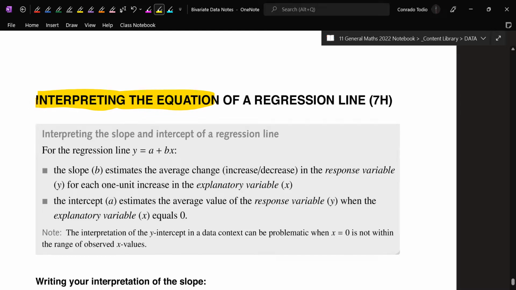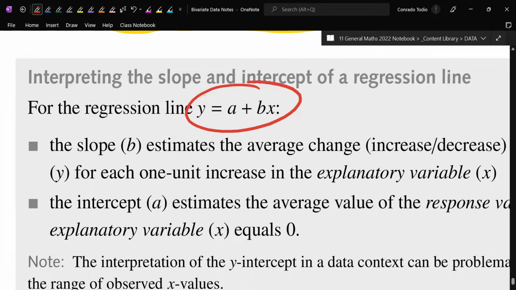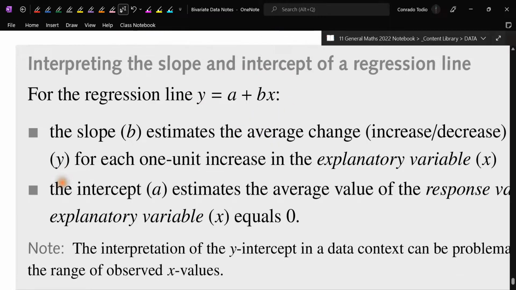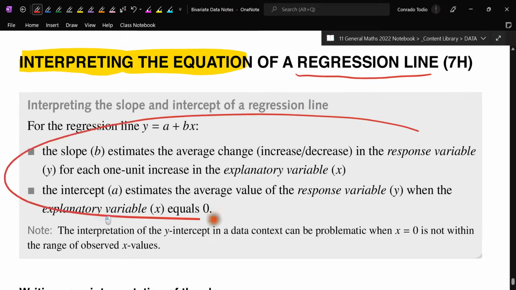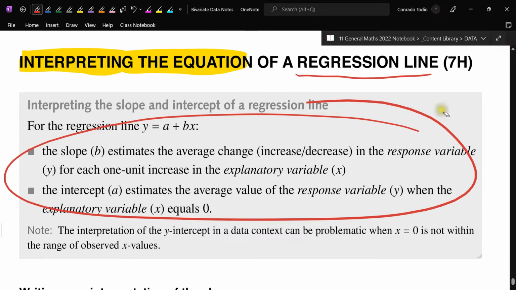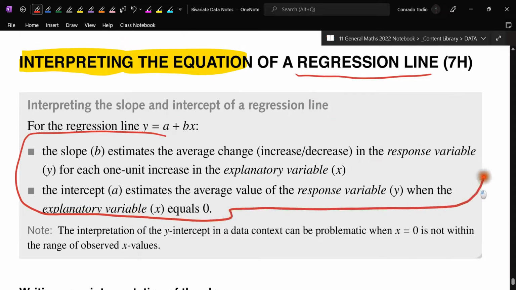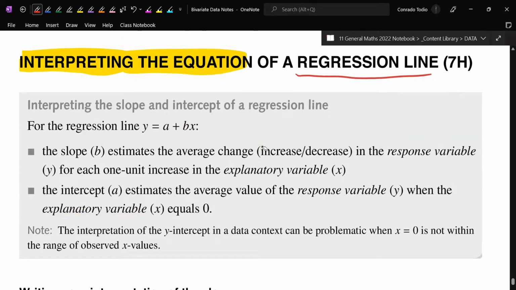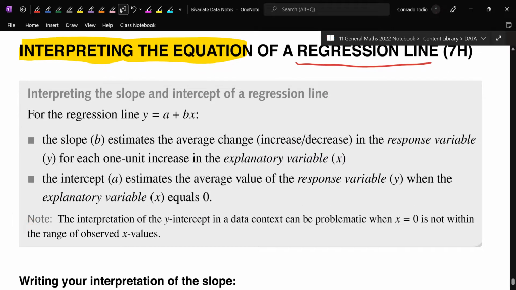Interpreting the equation. Remember the equation, whenever you look at the equation for any of these things that we do, the regression line, it always looks like this: y equals a plus bx. Remember, same as mx plus c, slightly different letters and numbers. X and y don't change. However, we now know that x is the EV, y is the RV, a is the y-intercept, and b is the slope. It's mentioned there as well here. So if you can't remember what that all meant, make sure you read this. It's a good way to remember what is what. But this is what we're going to look at.